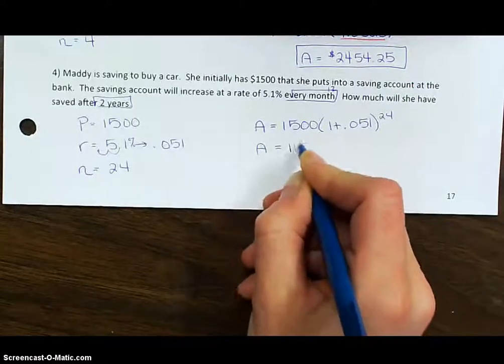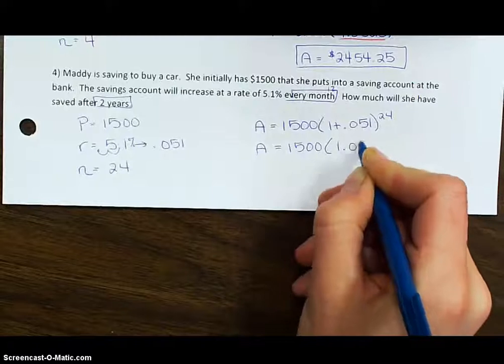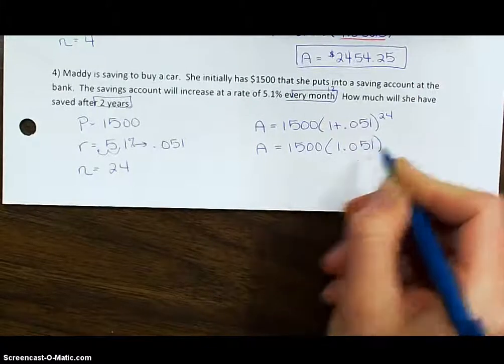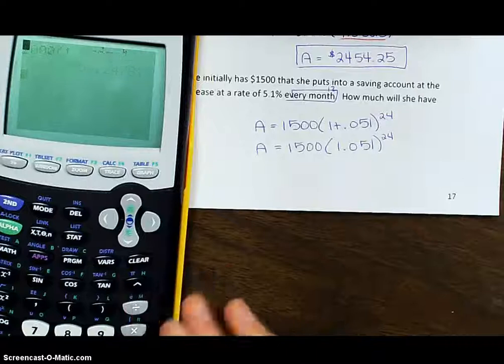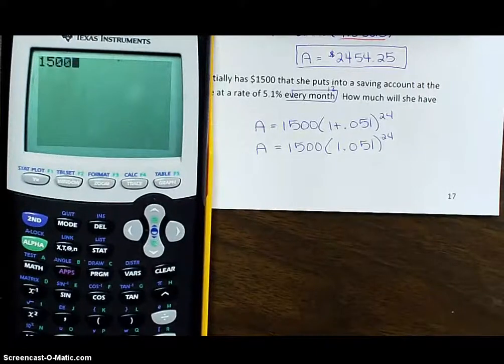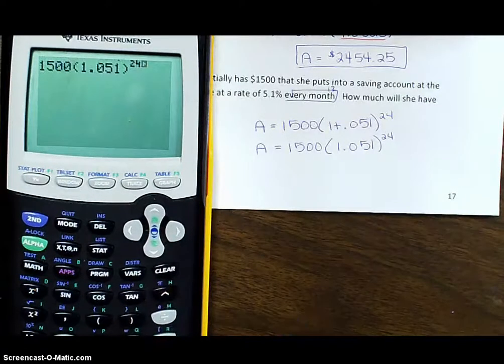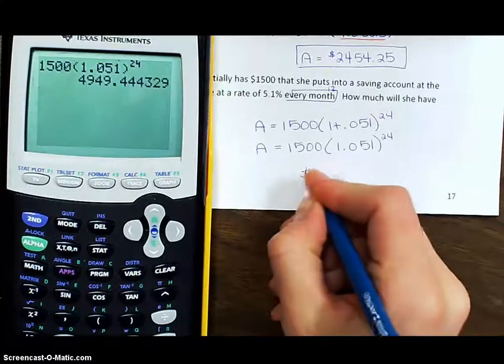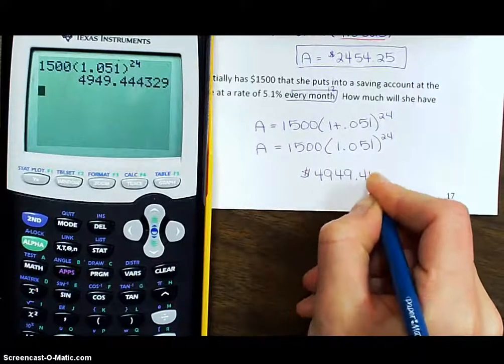I'm going to go ahead and combine what's in my parentheses. This value is bigger than 1. That means we are going to be increasing. And now I can let the calculator do the work for me. And she will have saved $4,949.44.